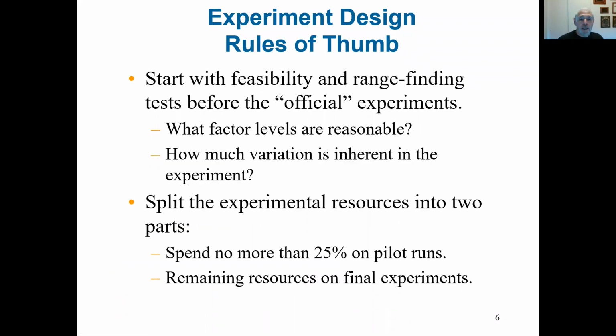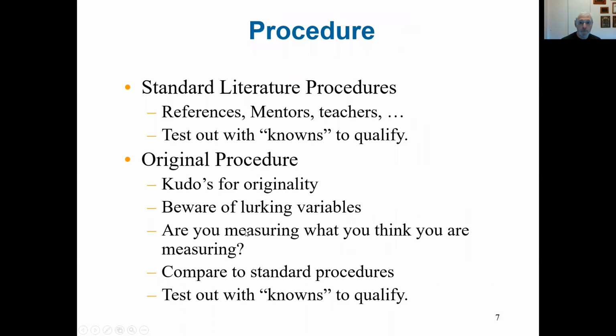So what do we mean? Some rules of thumb are you want to start with feasibility or range finding experiments before the official experiments. You want to determine what factors are reasonable, what levels are reasonable, and how much variation is inherent in the experiment. Oftentimes, it's recommended that you split your experimental resources, that is, your time and your effort, and so on, and spend no more than about 25% of them on these pilot runs. And then the rest of your time and effort, 75% or more, on the actual final experiments.